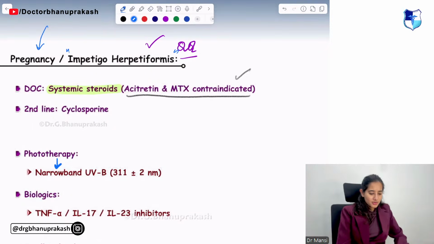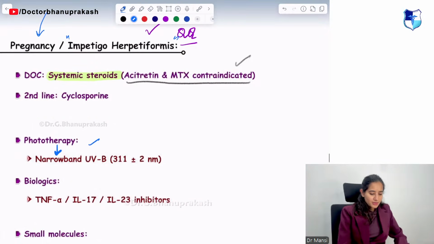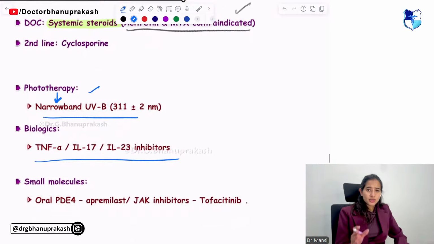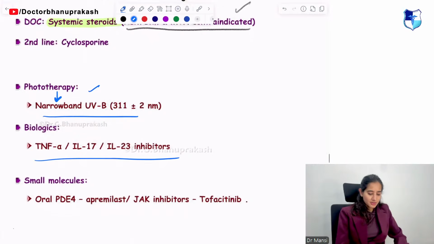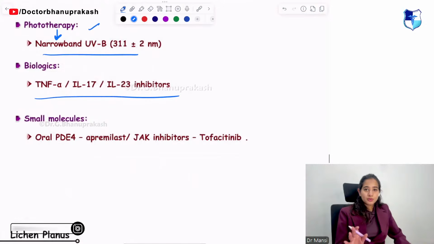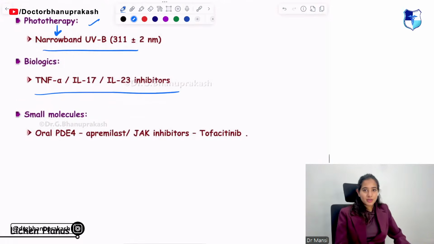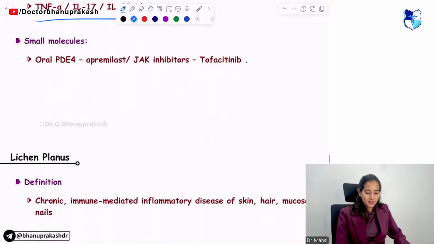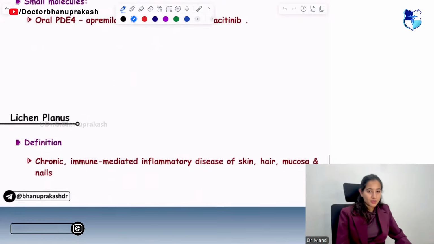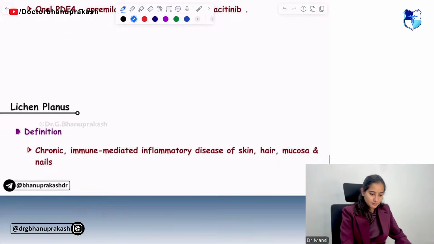Okay, fine. Then phototherapy, you can give narrowband UVB, and biologics. I will suggest you stick to the variants and the images. Don't go into the treatment part so much. That won't be asked. Also, always top up your RR sessions with PYQs, because that is going to help you more. Most of the times, the repeated questions come only in the exam.